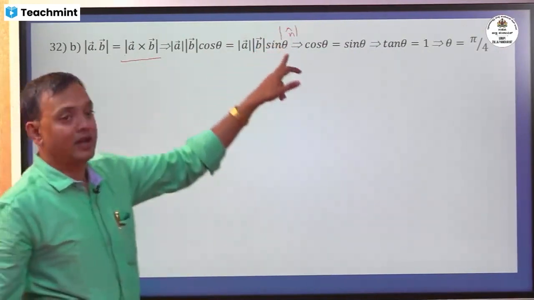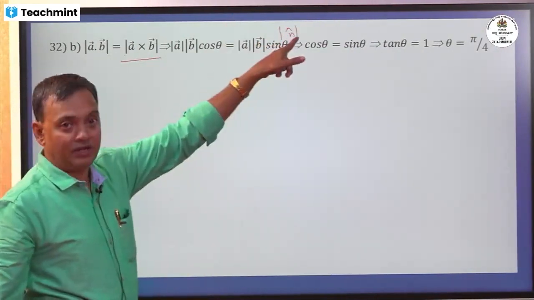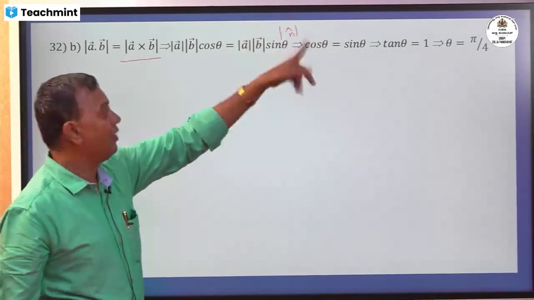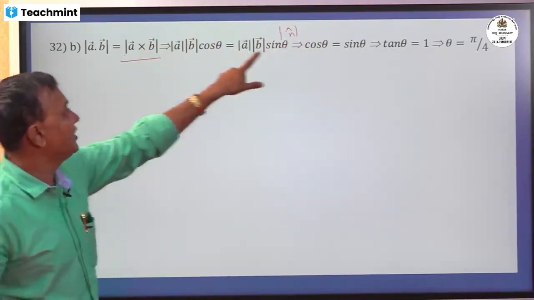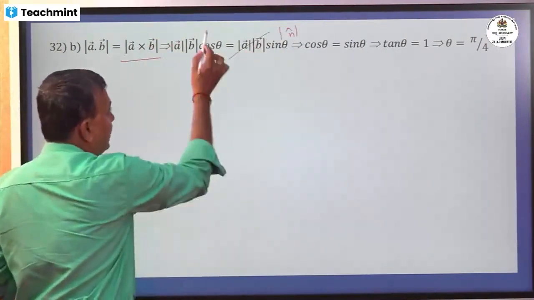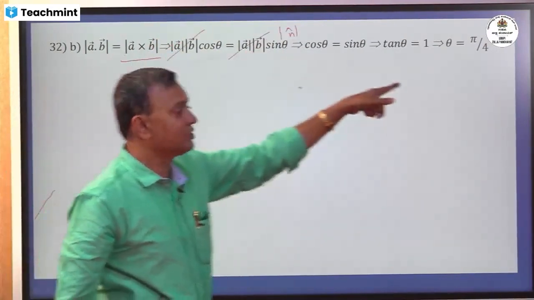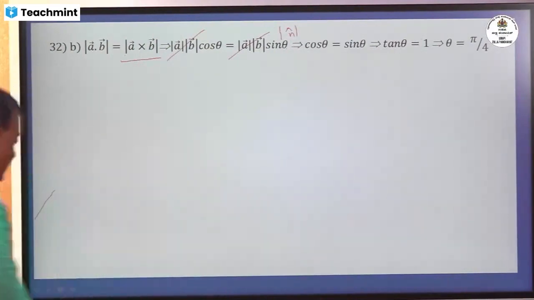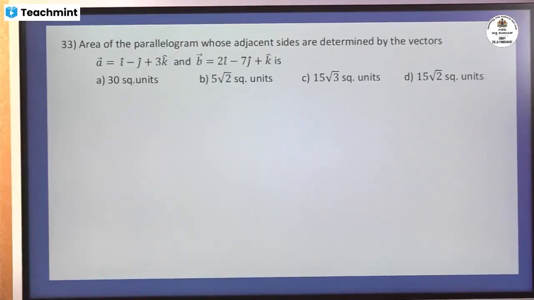We need not write the magnitude of n, because that is 1. So these two are equal, the 2 cancels, cos equals sin, so tan theta is equal to 1. Answer is, the angle between them is pi by 4.